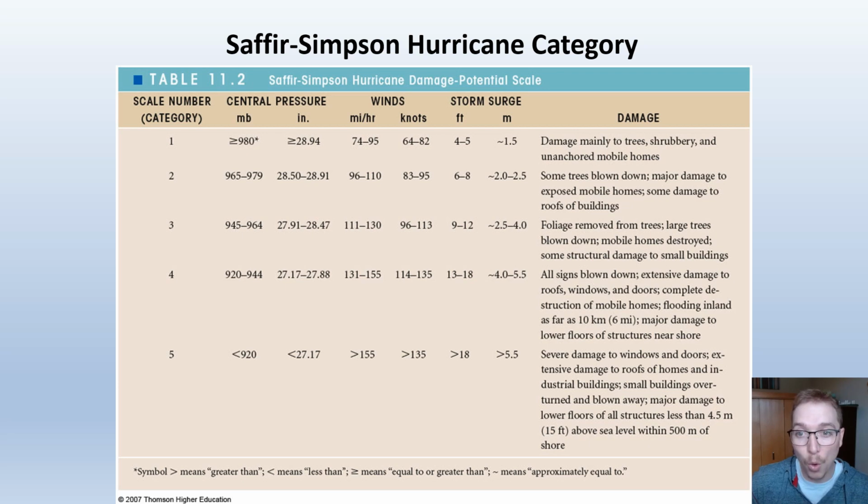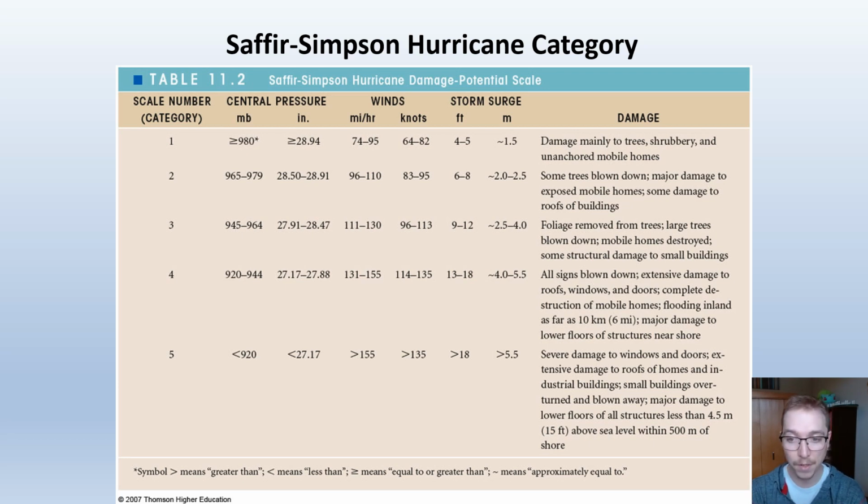Damage for a category 1: damage mainly to trees, shrubbery, and unanchored mobile homes. For a 2, some trees are blown down, major damage to exposed mobile homes, some damage to roofs of buildings. 3, foliage is stripped from trees, large trees can be blown down, mobile homes are destroyed, some structural damage to small buildings. For 4, all signs, like road signs and whatnot, are blown down, extensive damage to roofs, windows, and doors, complete destruction of mobile homes, flooding inland as far as 10 kilometers, major damage to lower levels of structures near the shore.